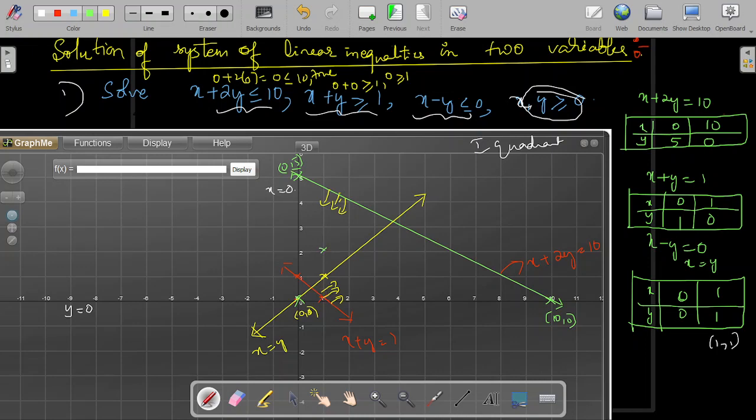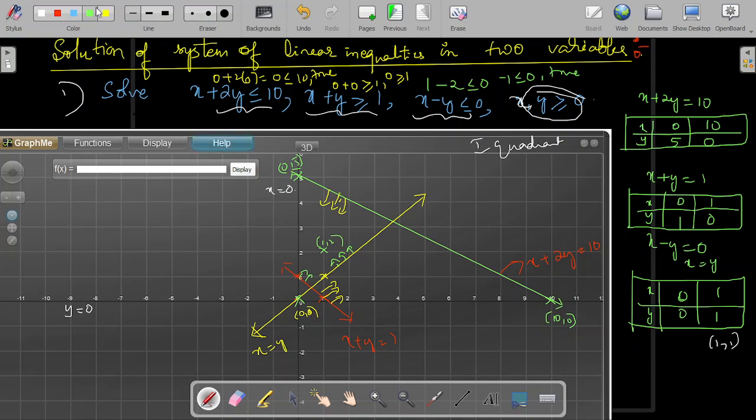I will choose 1, 2. So 1, 2 is in the upper half plane with respect to this line. Let's substitute: 1 minus 2 less than or equal to 0. 1 minus 2, how much? Minus 1 less than or equal to 0. Yes, this is true. A negative number is less than 0. It is true. Therefore, the solution region is the upper half plane. For this line, the solution region is the upper half plane. For this line, the solution region is the upper half plane. And for this line, it is the lower half plane.